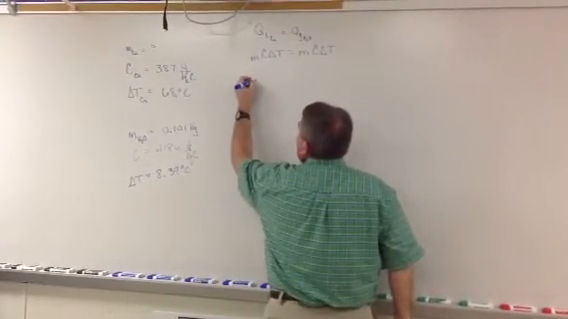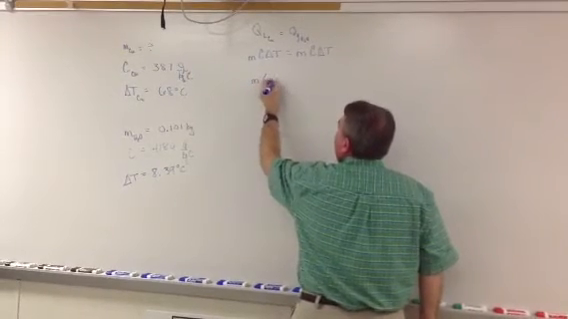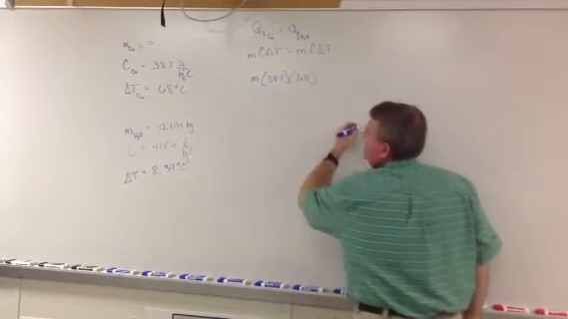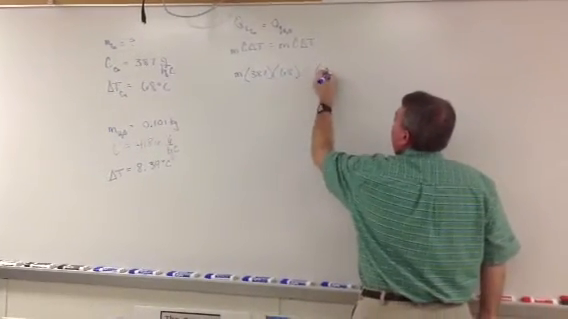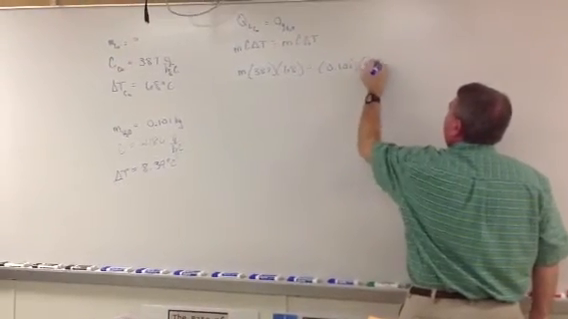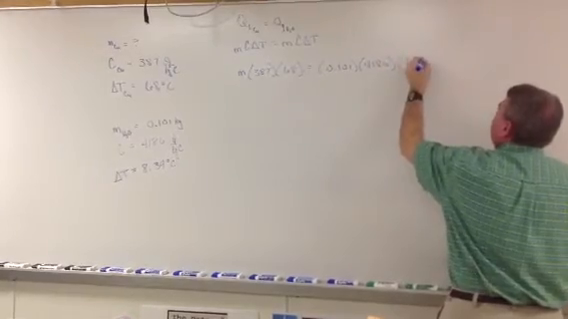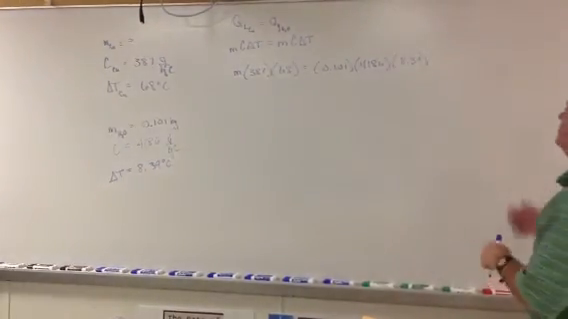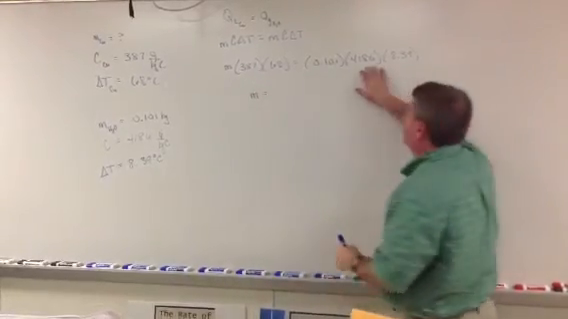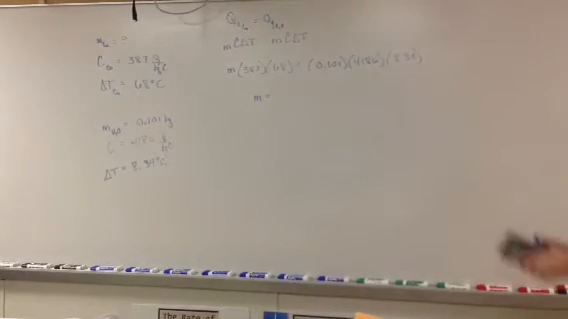The mass of the copper is unknown. The specific heat capacity is 387. The change in temperature is 68. The mass of the water is 0.101. Specific heat capacity is 4186. Change in temperature is 8.39. All right, and now this is a fairly simple problem. The only thing we have to do is multiply everything on the right through, then divide by everything on the left, and we get what the mass is equal to.